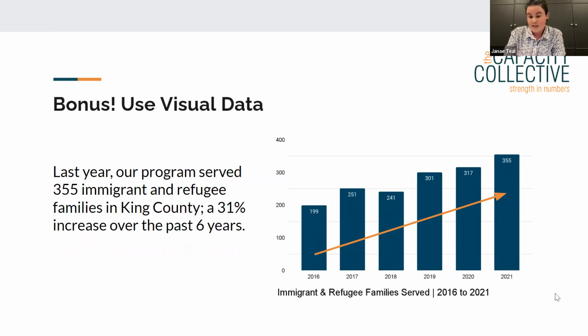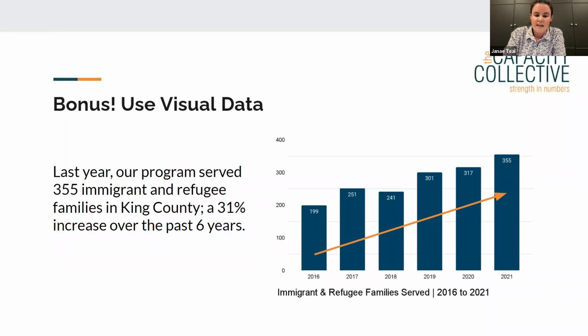So this is actually a bonus. This example is particularly good for using visuals in your grant application. Using the example from the last slide, the statistic of last year, our program served 355 immigrant and refugee families in King County, a 31% increase over the past 6 years. This statement on its own is effective. I wouldn't say don't use it. It's specific, it's timely, and it even makes a good comparison. But when you use a visual, it's even more powerful.